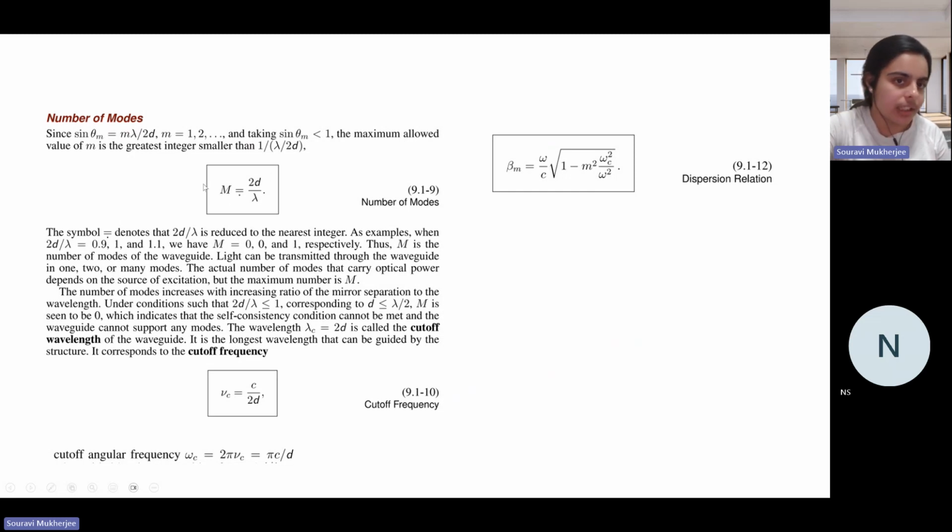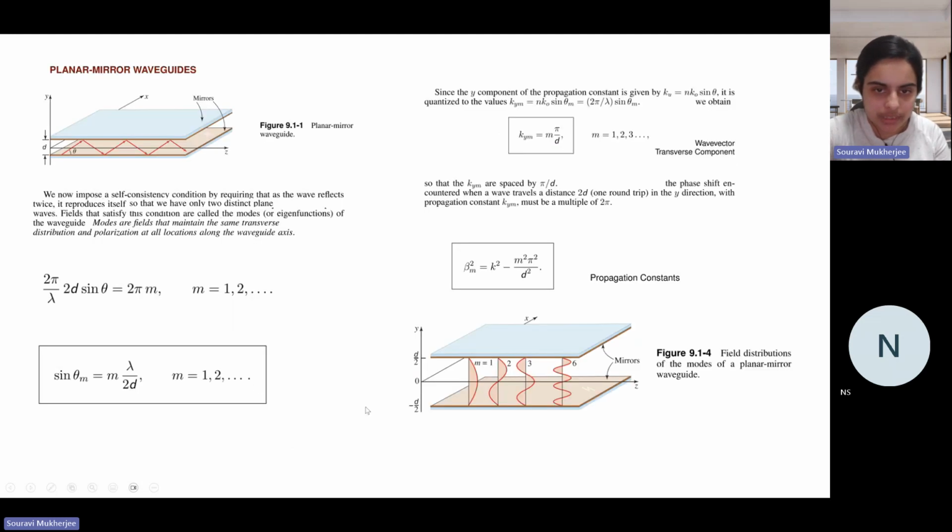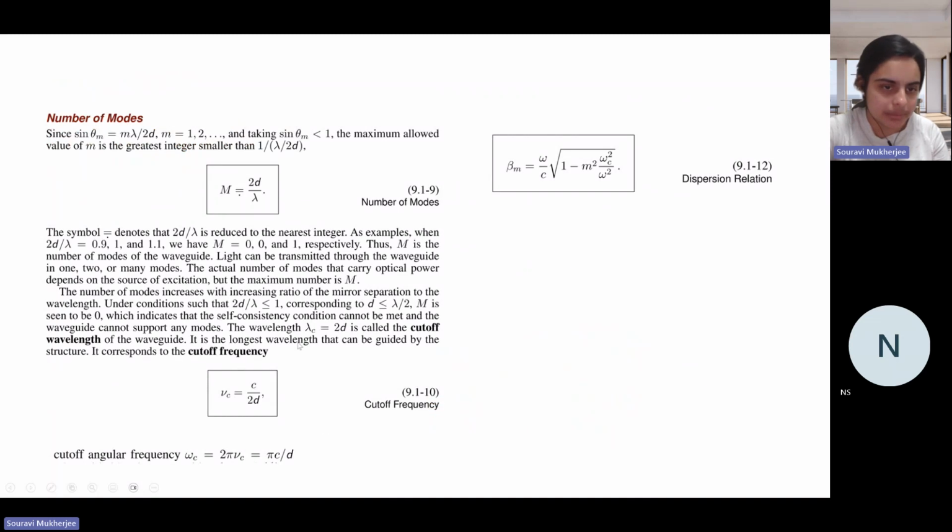So from here, you can find the number of modes that your planar mirror waveguide satisfies, or the maximum number of modes that it can hold, okay? And from here, you can also find the cutoff wavelength. Mathematically, you can see that the wavelength lambda c equal to 2d is the cutoff wavelength of the waveguide. Okay, so it's the longest wavelength that can be guided through the structure. Pictorially, we got the same understanding from here, and this is how you get it mathematically.